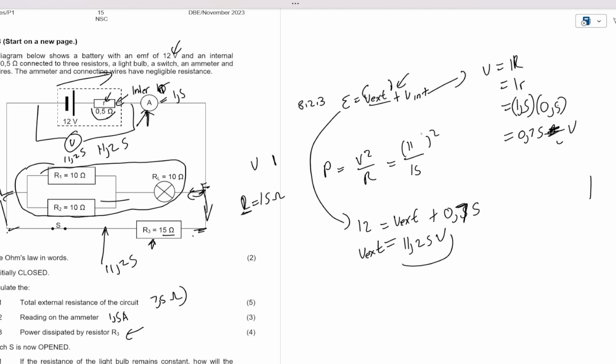So we come and put 11.25 here, and then we simplify it. Let me press my calculator. Okay, I got 8.44 watts. So that's the power. Let me write it here, 8.44 watts.